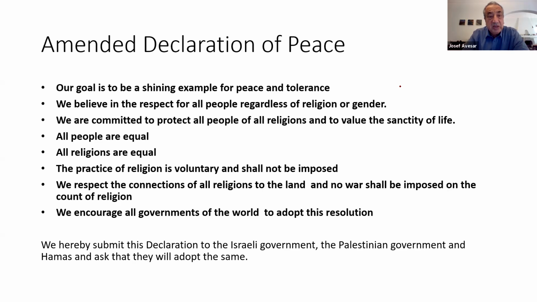Let's go to the Israeli parliament members. And then we'll go to Mr. Ross. And then we'll go to question and answers. Let's share the vote. 82% of the Israeli parliament members voted in favor of this declaration. Okay, let's end the polling. And let's go to Mr. Ross to hear his comments regarding our declaration of peace.